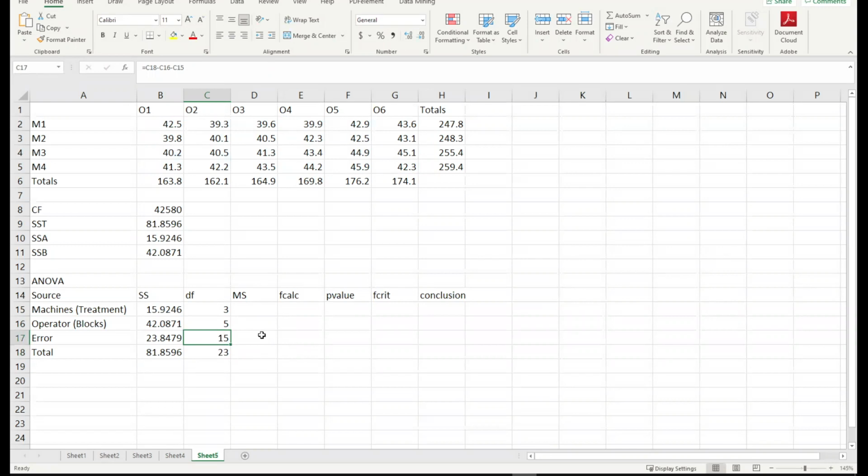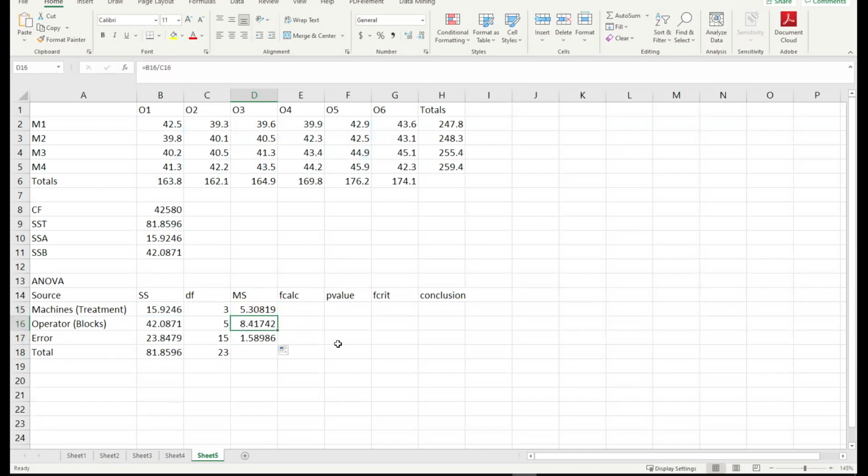So, error can also be calculated here as n minus the degrees of freedom of machine multiplied by the degrees of freedom of operator. Okay? So that's 3 times 5, which is equal to 15. But again, for me, it's always easier to just compute the error by deducting the degrees of freedom of our sources from the total. Okay? So, MS is equal to this divided by this value.